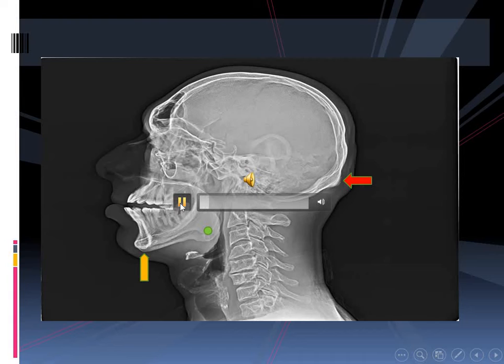Another example of acromegaly is shown in this lateral X-ray of the skull, in which we can see there is an area of widening in the mandible angle, which is demarcated by the green spot. Also, prominent anterior chin, which is seen at the yellow arrow, and posteriorly there is a prominent occipital protuberance, which is demarcated by the red arrow.